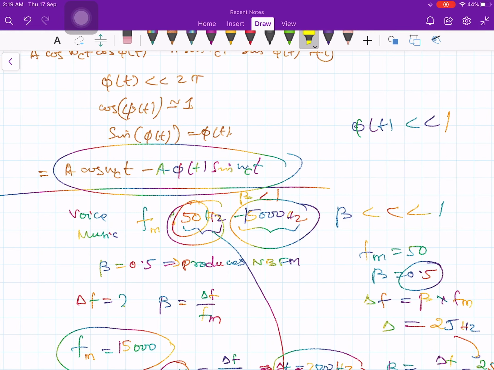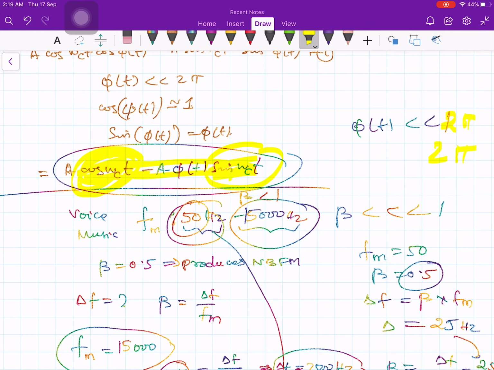Why is it called quadrature carriers? Because here I used sin omega ct, and here I am using cos omega ct, and here I am using sin omega ct. Okay, and here we are assuming, actually it is not 1, let's say 2 pi phi of t is much less than 2 pi. So there is an approximation involved in this expression, and this approximation is quite good if your phi of t is less than 2 pi.